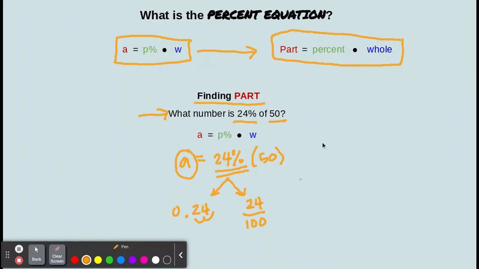All right, so if we were to use the fraction one, A would equal 24 over 100 times 50. And that multiplies and simplifies to 12. So A equals 12, meaning 12 is 24% of 50.